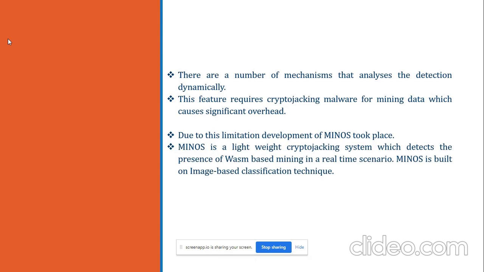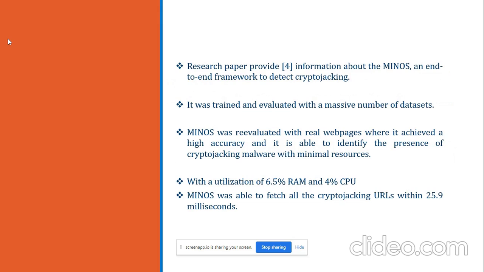There are a number of mechanisms that analyze the detection dynamically. This feature requires cryptojacking malware for mining data, which causes significant overhead. Due to this limitation, the developers of Minus took a different approach. Minus is a lightweight cryptojacking system which detects the presence of WASM-based mining in a real-time scenario. Minus is built on an image-based classifier technique. Researchers provide information about miners and an end-to-end framework to detect cryptojacking.